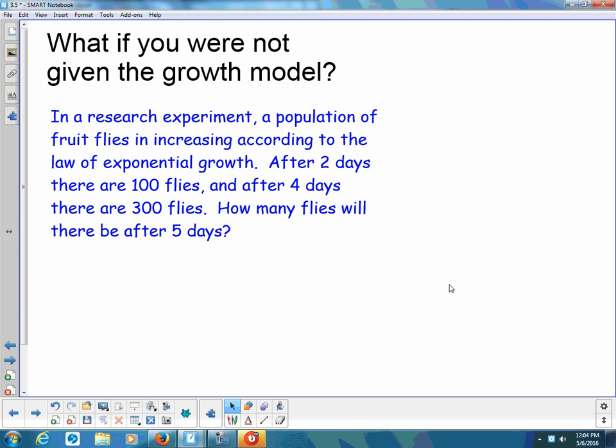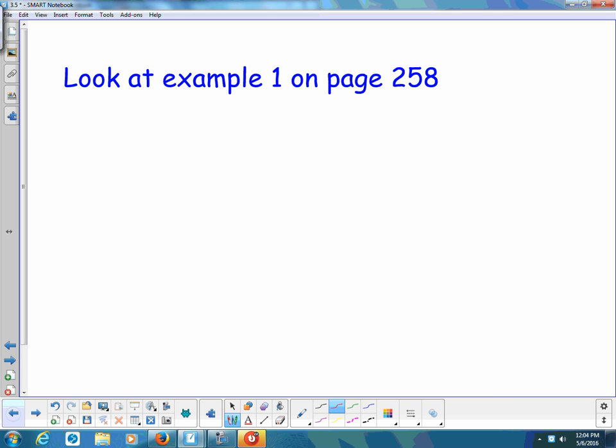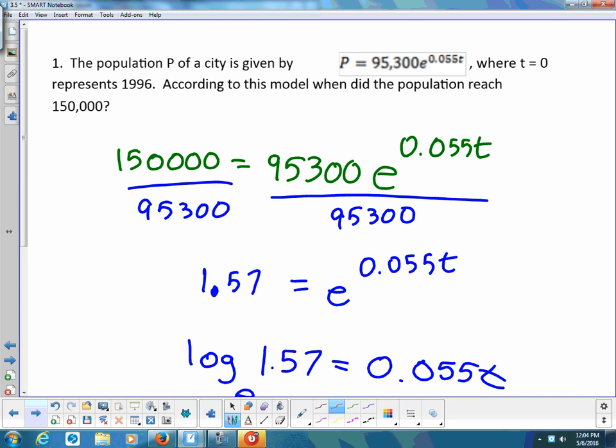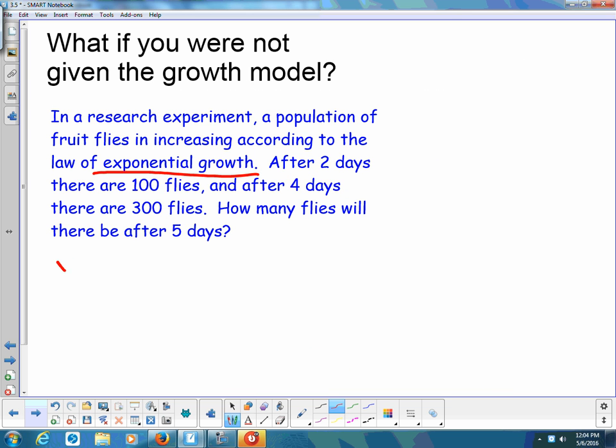If this is following the law of exponential growth, that means we're going to need the model that we saw. Let's go back to the model, exponential growth, so you know where I'm coming from. Here's our model for exponential growth. So I want y equals a times e raised to the bx. I'm going to use y equals a times e raised to the bx.